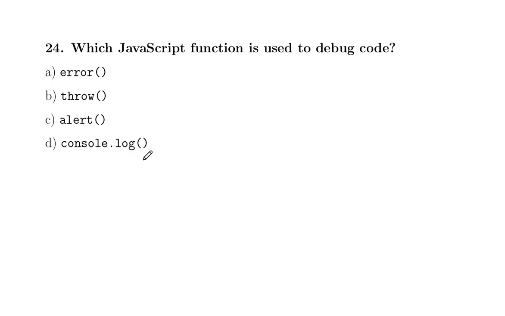Which JavaScript function is used to debug code? Error, throw, alert, console.log. The correct option is console.log.